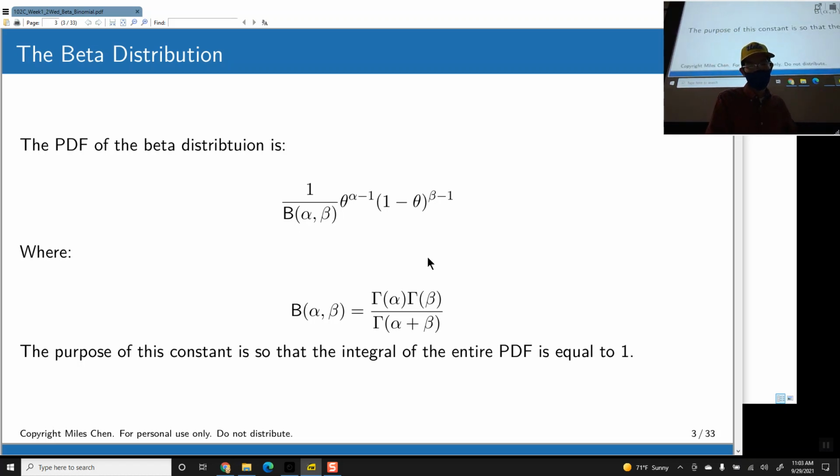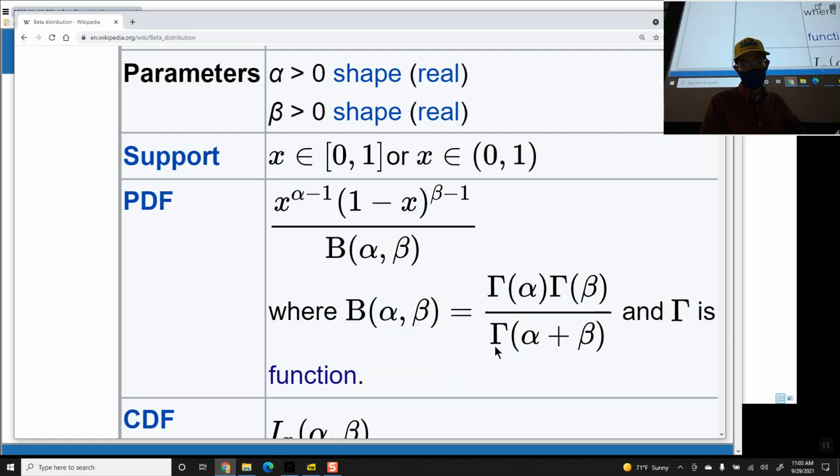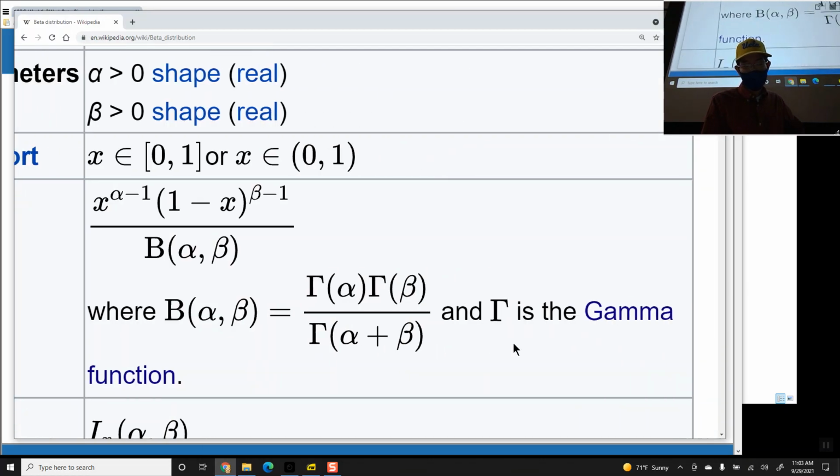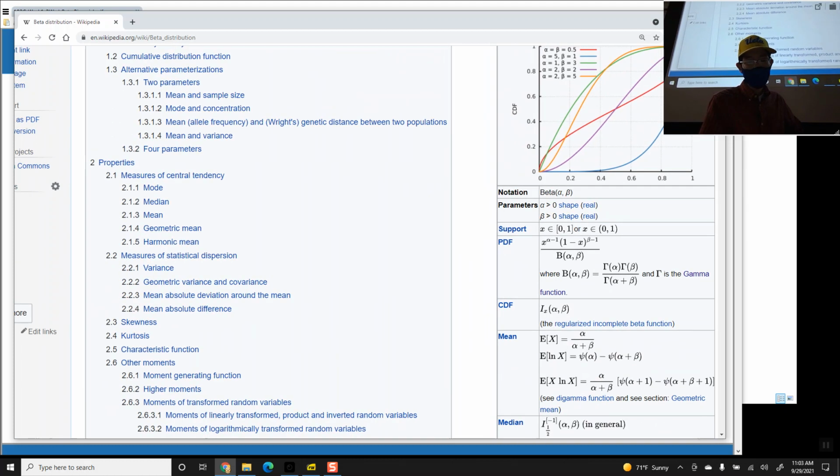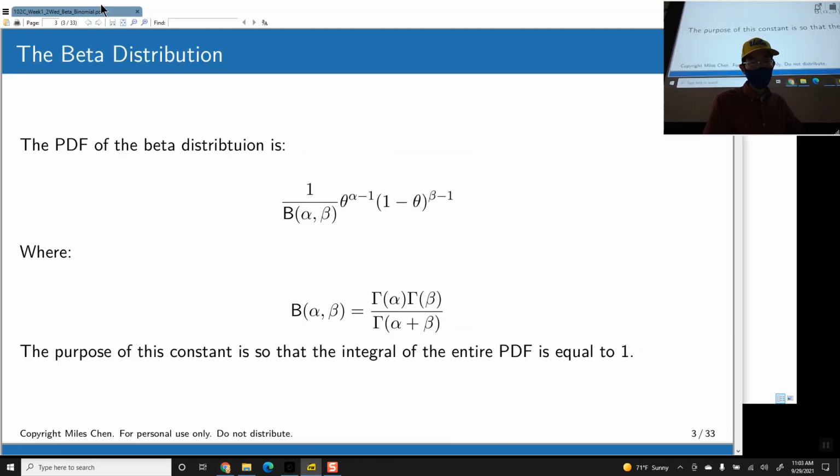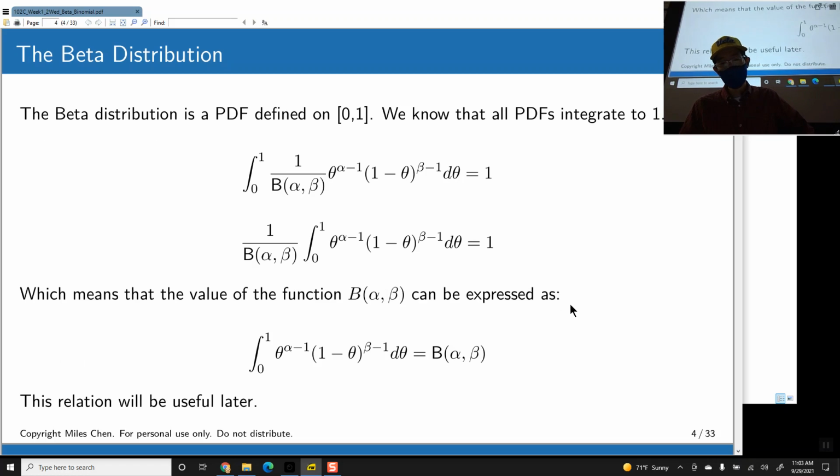So again, here's the PDF of the beta distribution. This beta coefficient is made of these gamma functions, and it might feel a little bit intimidating, but the only purpose of that coefficient, this value up here, is so that the whole thing integrates to 1 when you take the integral.